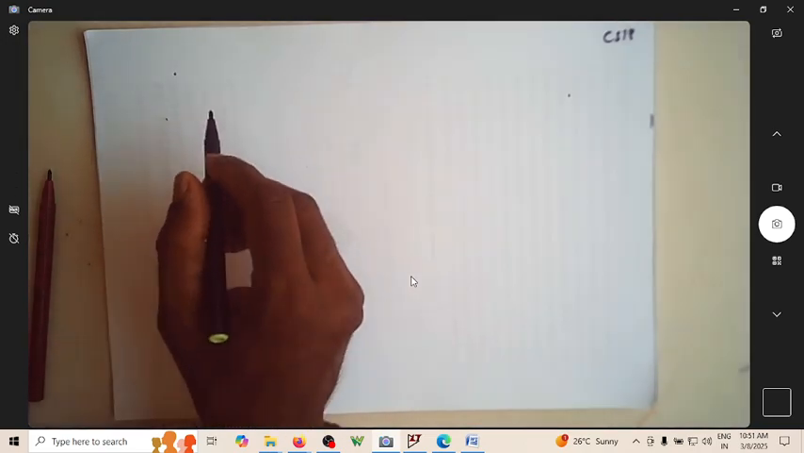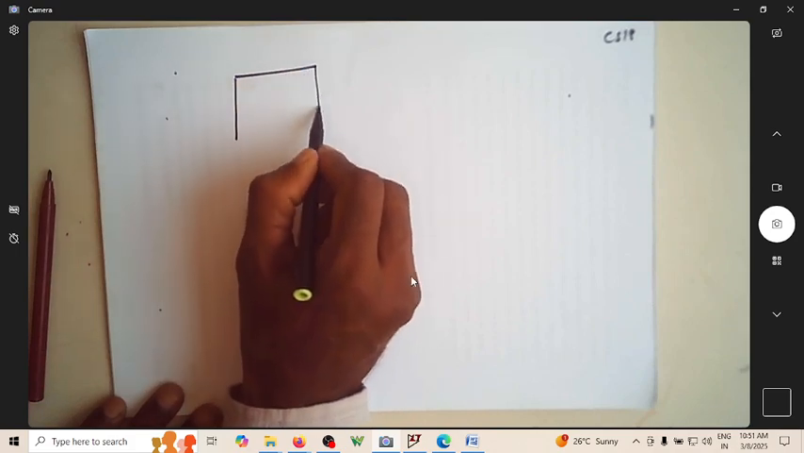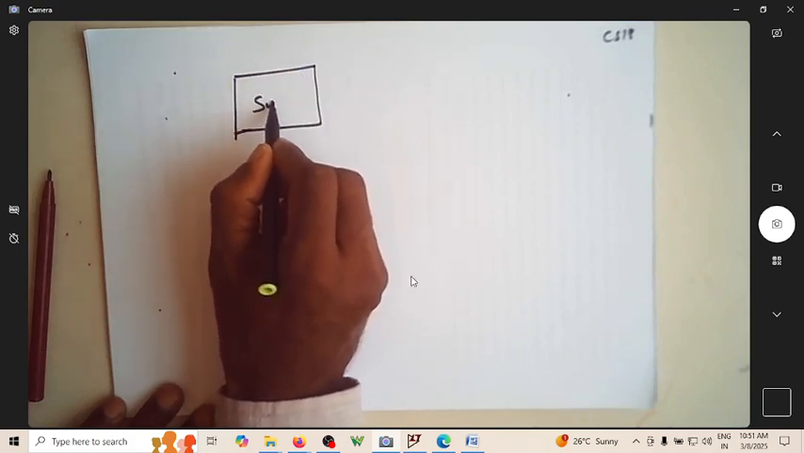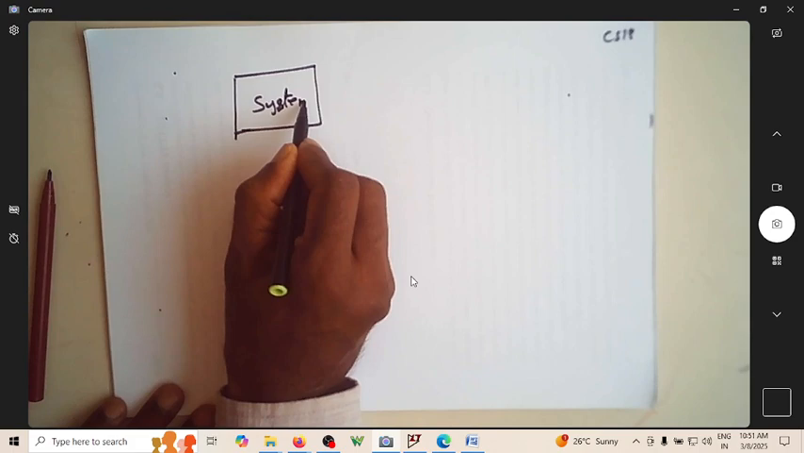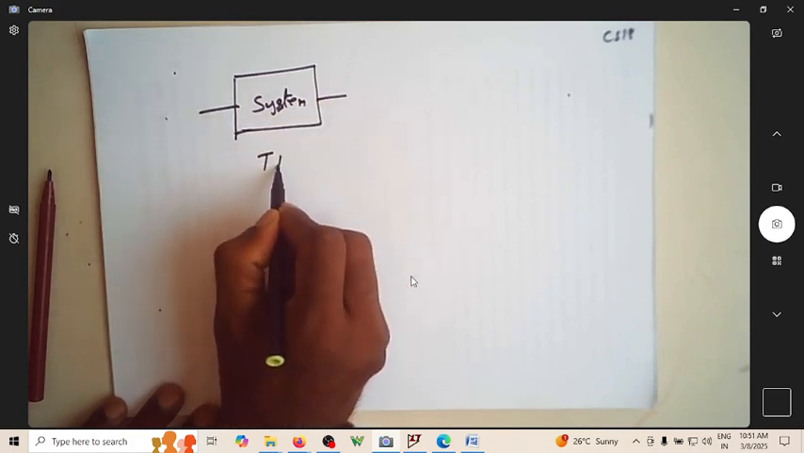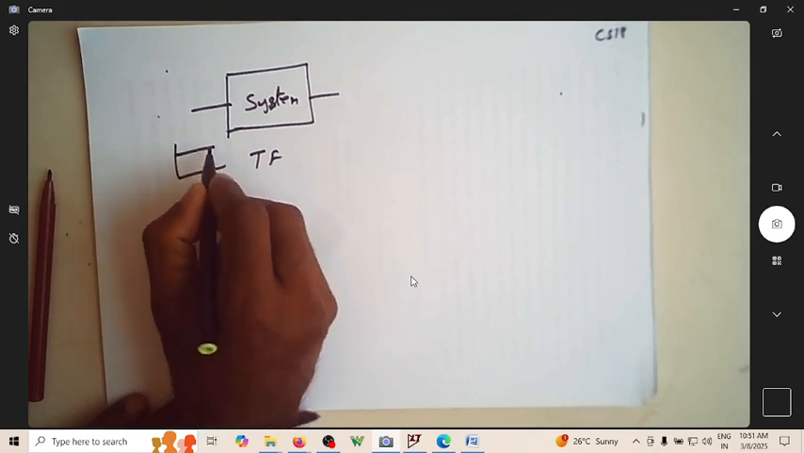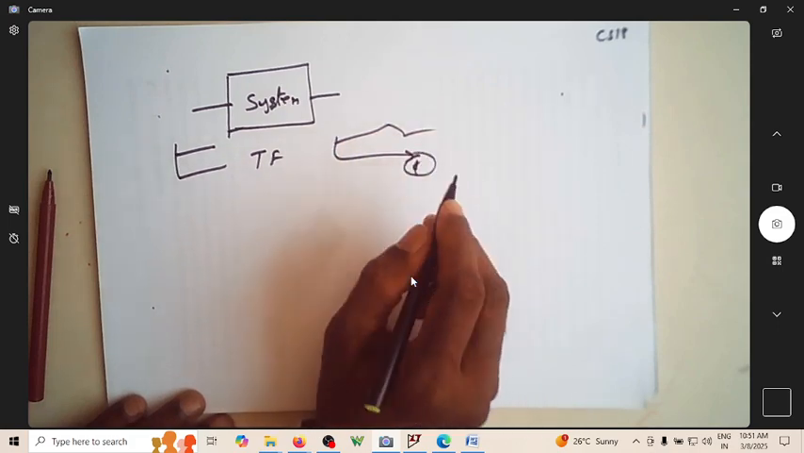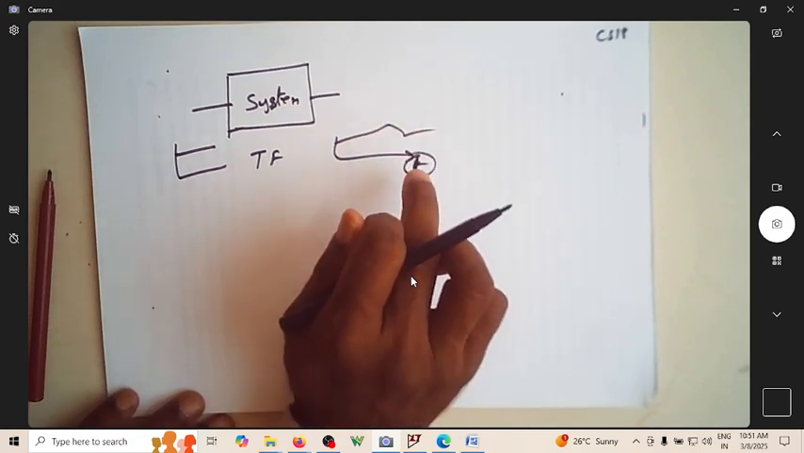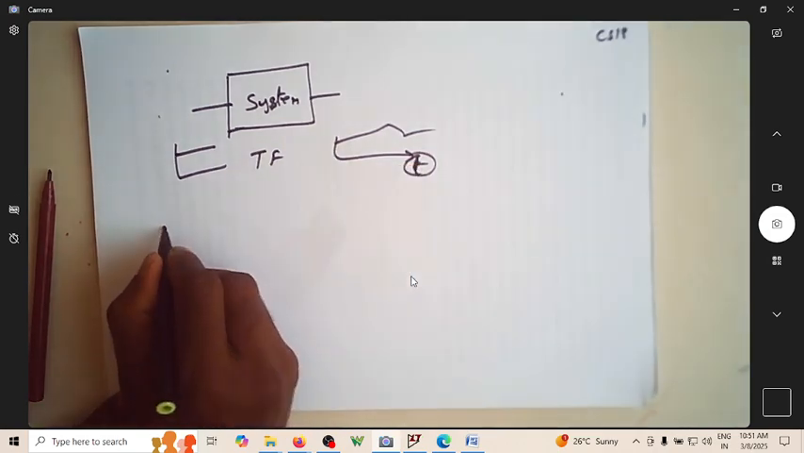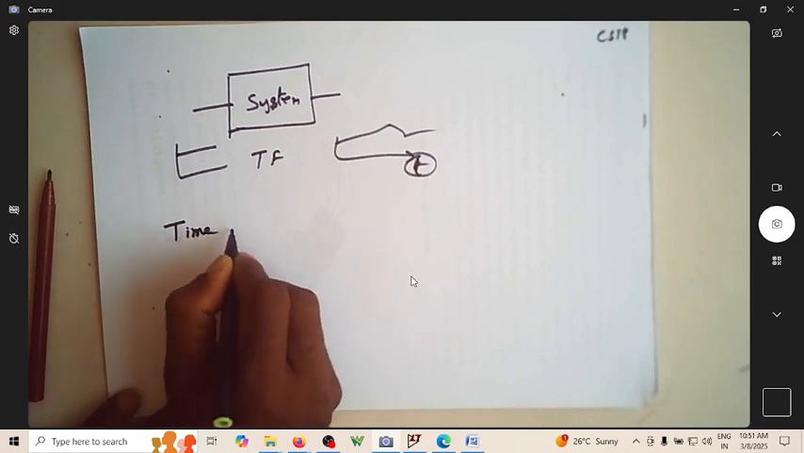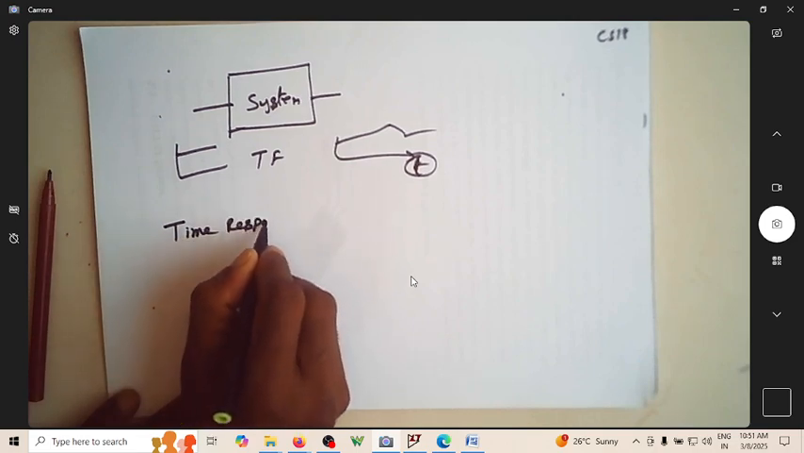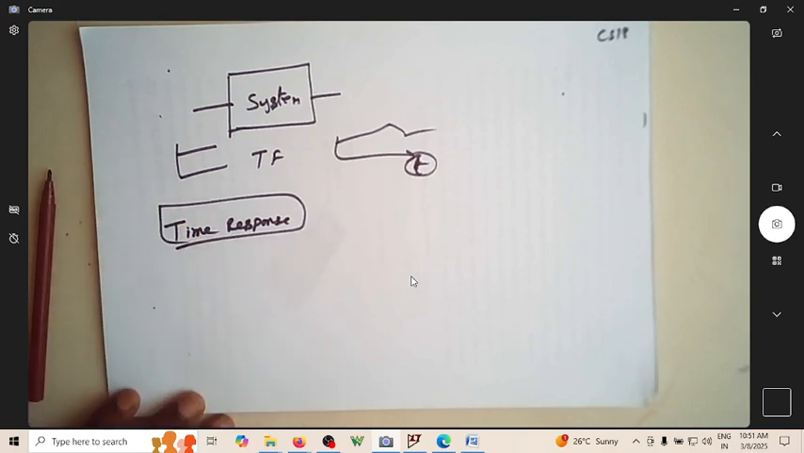Whenever you consider any system, this is a system. Once you know the transfer function of the system, what is the use of that particular system? You will be applying some input, and I want to see what its output is. Now it is with respect to time. When you are looking at something with respect to time, that is called the time response of a system.